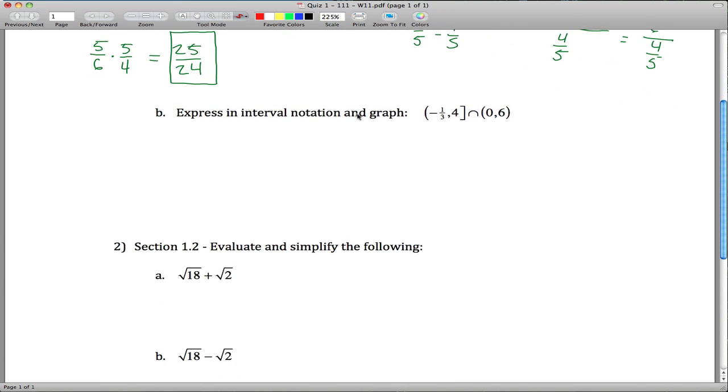Express this thing in interval notation and graph. I mean, I guess you could argue it's already in interval notation, but express it as a single interval and graph is really what we're going for here. I think this is the exact example we did in class, same numbers and everything. If not, it's pretty close. But anyways, what I'm going to do is graph each of these sets individually. You do not need to do this.